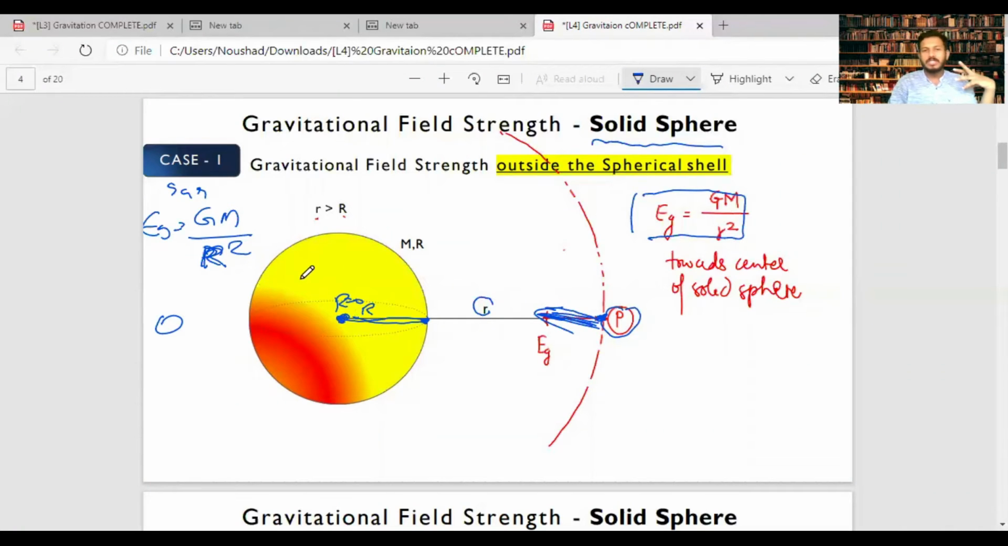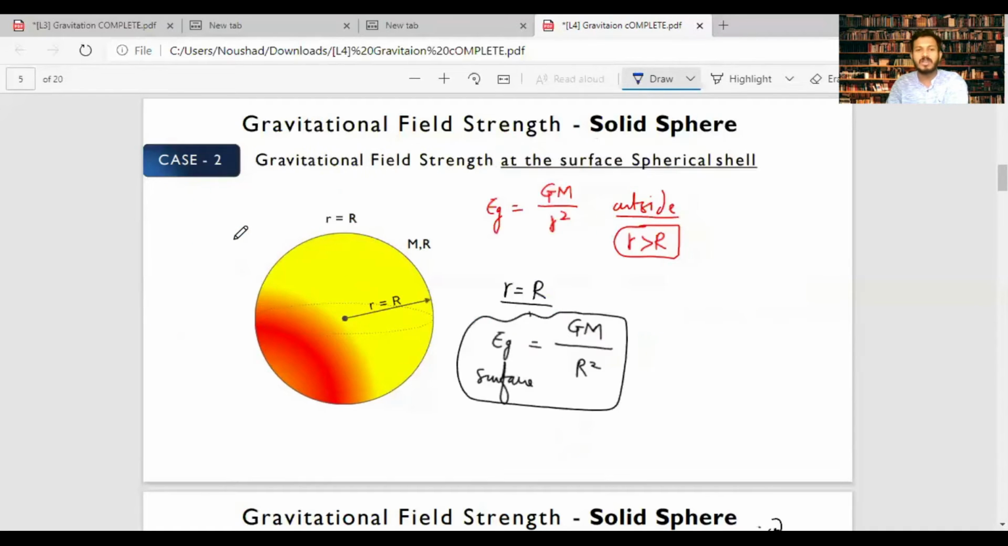So gravitational field strength can be calculated this way. How much force is experienced by a body placed at that point? At point P, a unit mass is placed. How much force can it experience? That is the gravitational field strength at that point. It's very simple. For any object, of any shape, we can apply that concept. Consider a unit mass placed at that point. How much force is experienced by that unit mass? That is the gravitational field strength.